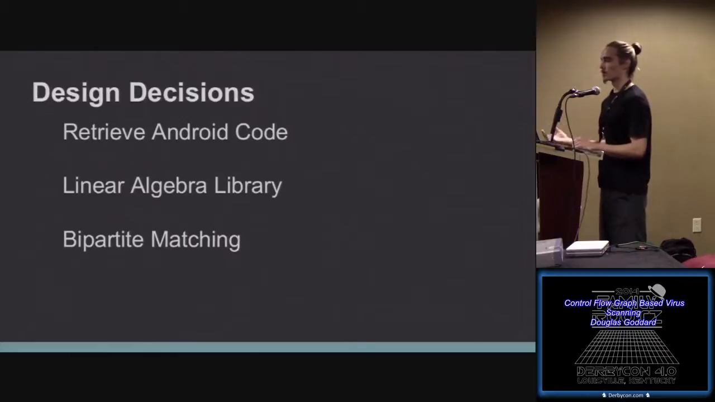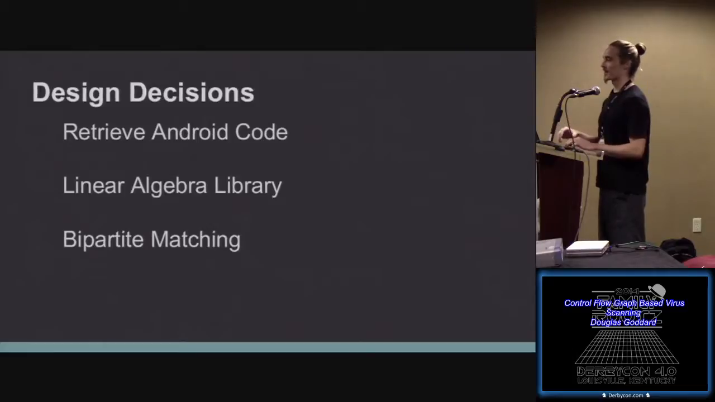So I wanted to retrieve the Android code to generate signatures. And the best way I thought at the time to do that was to write my own Python parser. And that was a horrible idea. It worked, but there was a bug in it, and I got busy, and I didn't want to fix that bug. Python was kind of slow.